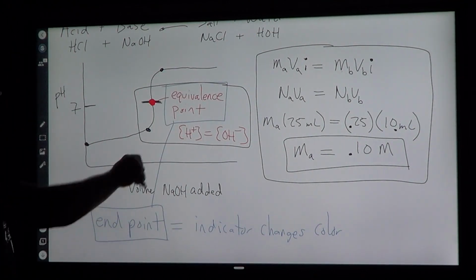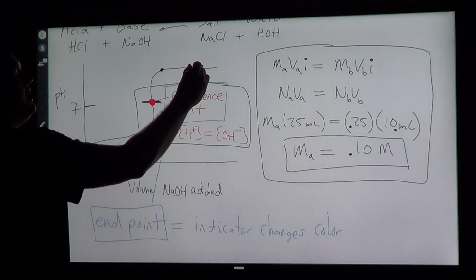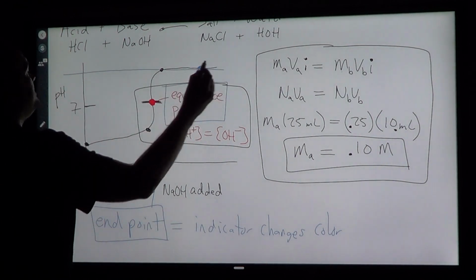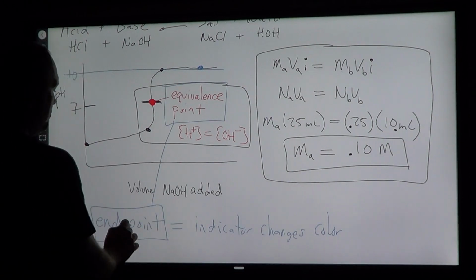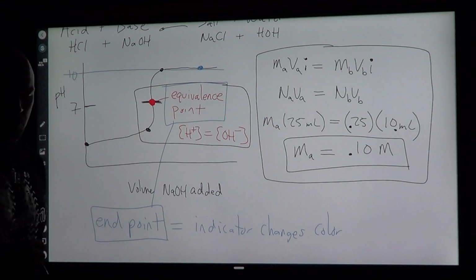Because otherwise you're just adding stuff, and by the time it changes colors, you might be way over here because the indicator you chose doesn't change color until 10. You want to make sure that you choose an indicator where the end point will be at the equivalence point.